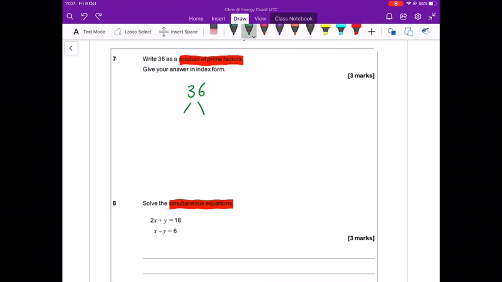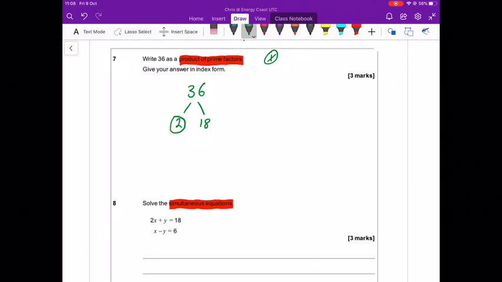Here we go. I need 2 numbers that times to get 36. I'm not allowed to use the number 1 ever when you do these, because 1 isn't prime. We'll come on to that in a bit. 2 numbers that times to get 36. I'm going to go for 2 times 18.